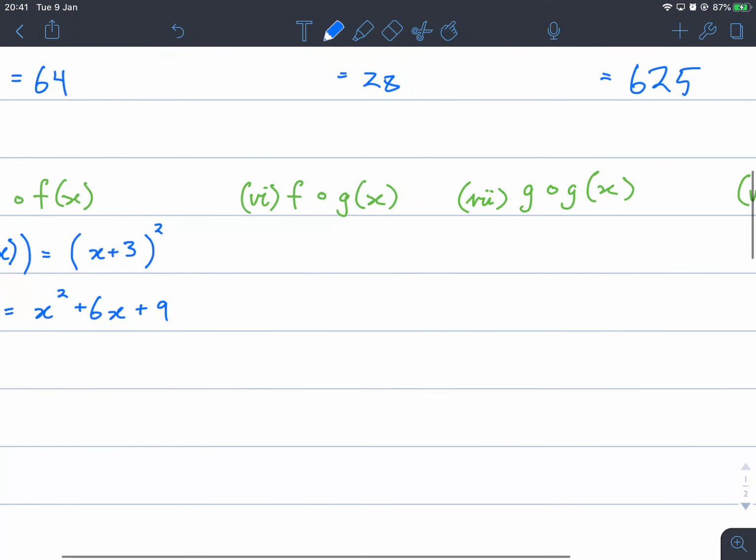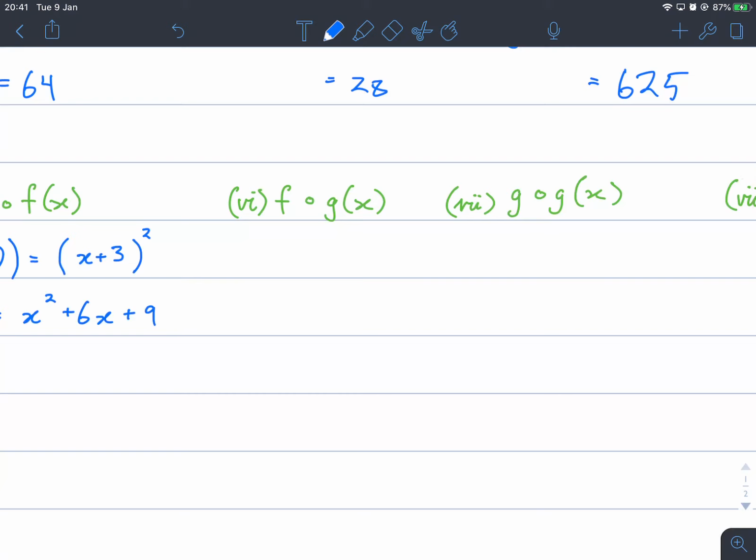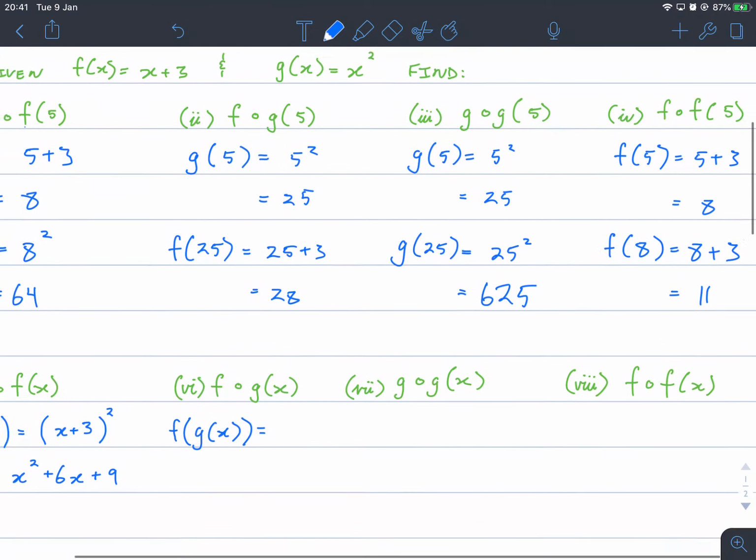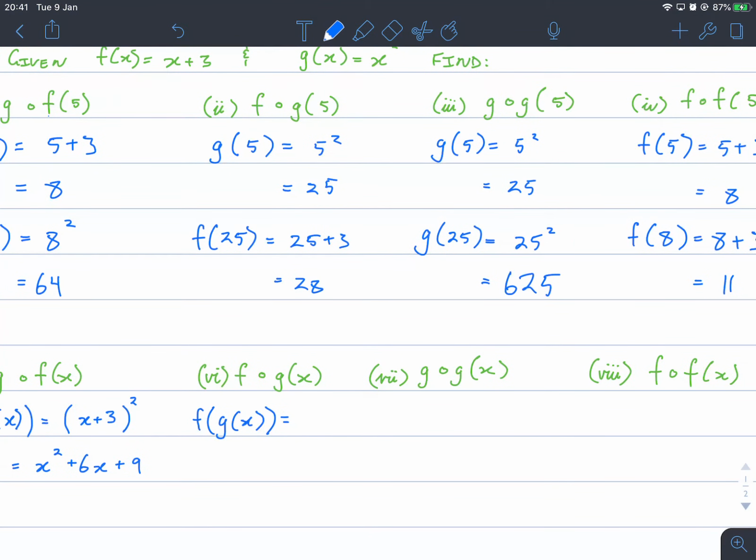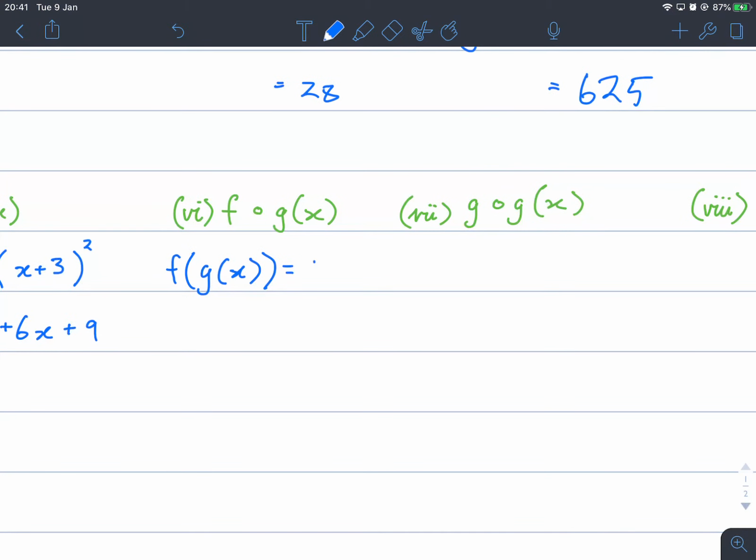Let's reverse this one now. So let's take fog, f of g. We take the function f, and we're going to substitute g of x into it. So here's my function of f, x plus 3. Substituting inside here x squared, my function g. This one's straightforward, it stays the same: x squared plus 3.